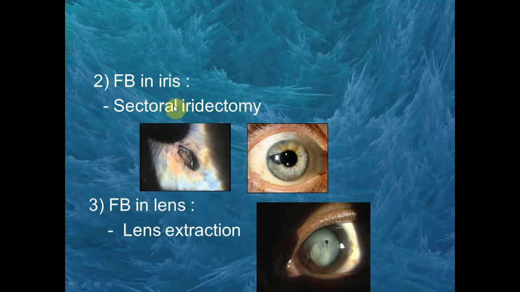If the foreign body is in the iris, then we can do a sectoral iridectomy because it's difficult to remove a foreign body once it is entangled inside the iris. If a foreign body has entered the lens, then we have to do a lens extraction because it's pointless removing the foreign body as the patient will eventually develop cataract. So we have to remove the entire lens and place an intraocular lens if possible, depending upon the stability of the capsular bag.